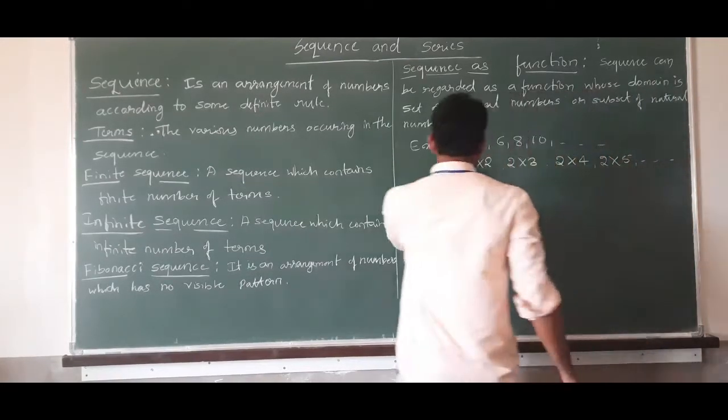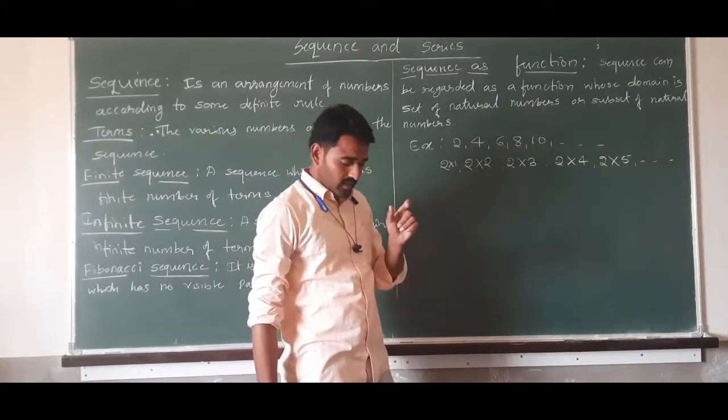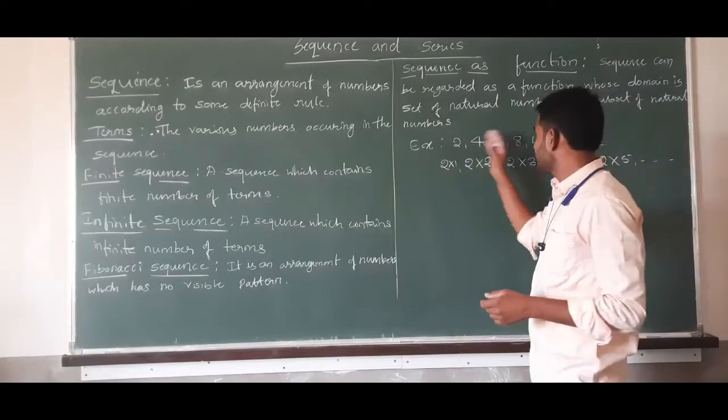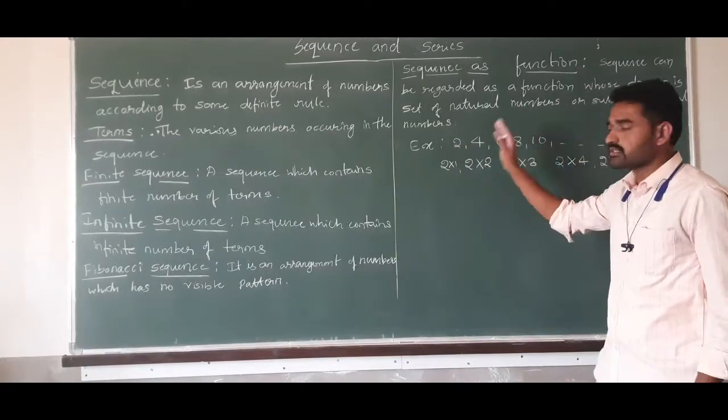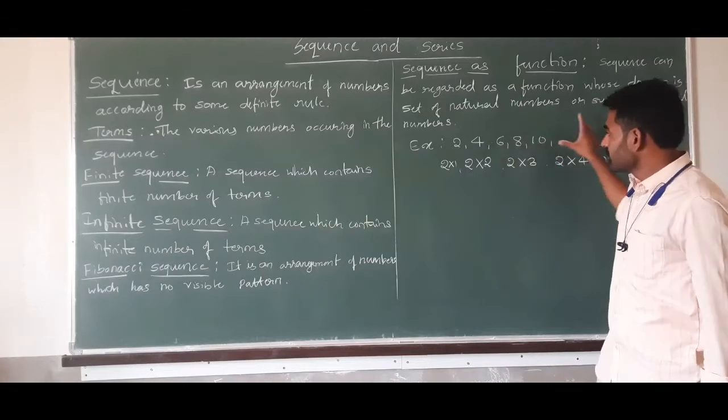This is the first term, this is the second term, this is the third term. We can easily identify the members of this sequence. This is the first member, this is the second member, and this is the third member of the given sequence.